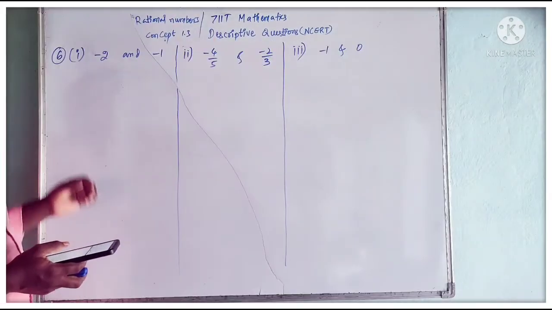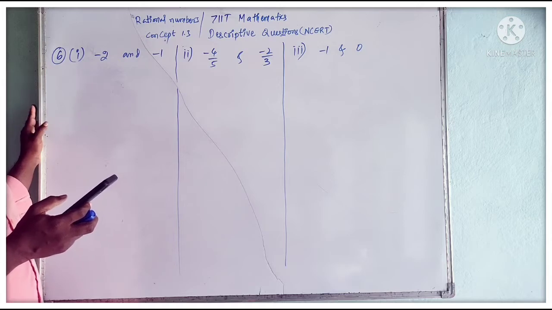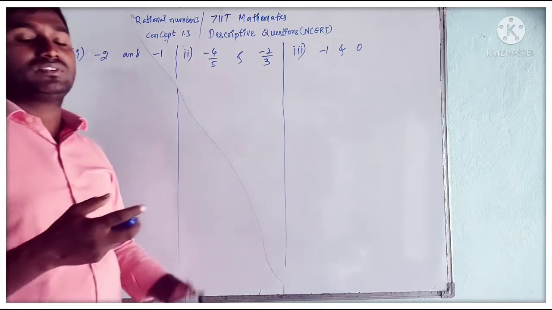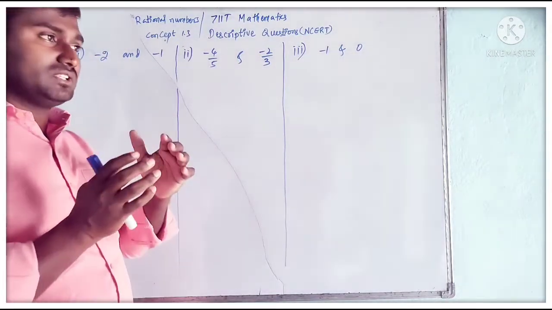Next, now I am discussing with you the 6th question: insert 3 rational numbers between the following. Okay, so when we are writing, if you want to write or insert between two rational numbers.